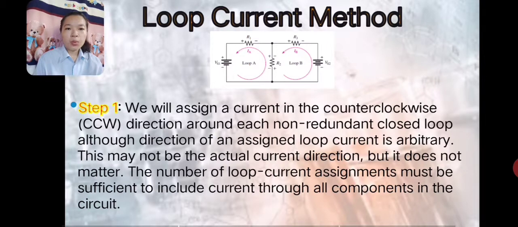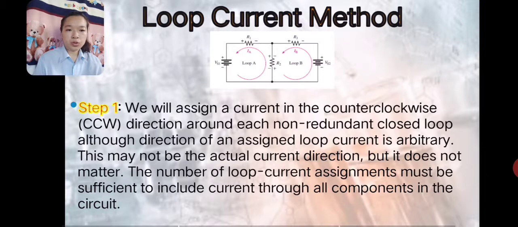For the first step, we assign a current in the counter-clockwise direction around each non-redundant loop, although the direction of an assigned loop current is arbitrary. As we can see in the diagram, IA and IB are assigned in the counter-clockwise direction, and this may not be the actual current direction, but it does not matter. And then IA and IB are in positive directions through R2. This is because R2 is a common path for both loops.